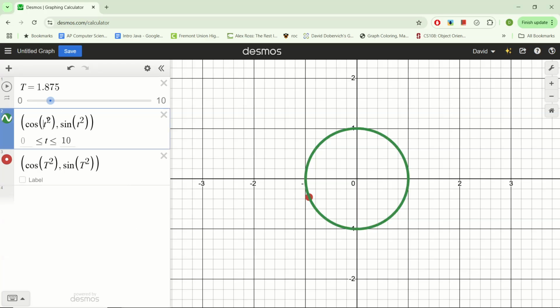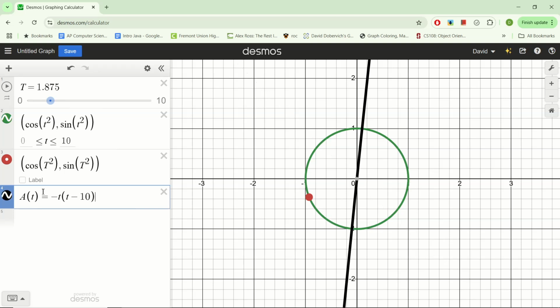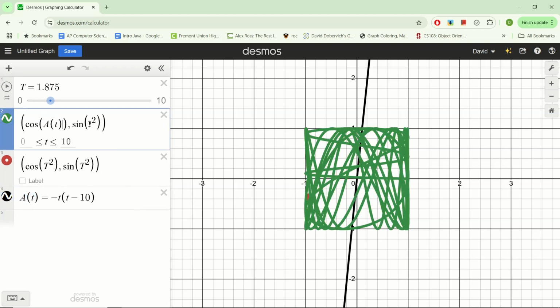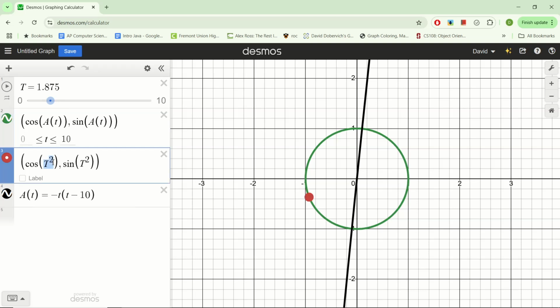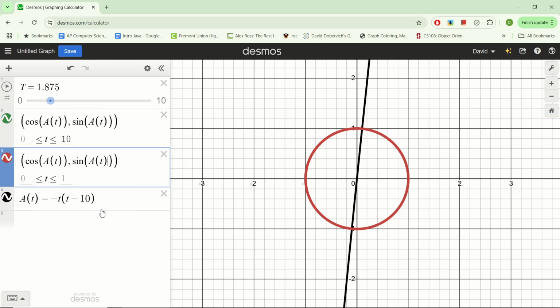Rather than trying to type that equation on the inside here, I think it's nicer to just define it somewhere else. So we'll do t minus 10, and then I'm going to take that a of t, and I'm going to paste it on the inside here. So that way I don't have to retype my same equation 4 times.